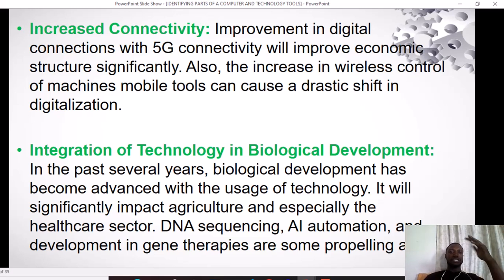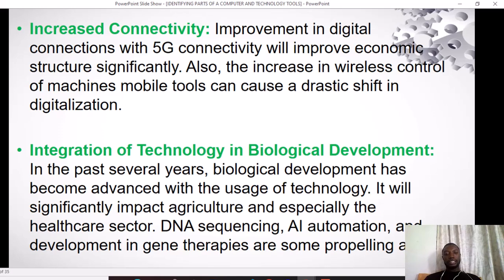Let's look at the integration of technology in biological development, of which we talk about the blood samples, the DNA tests, and those kinds of stuff. In the past several years, biological development has become advanced with the usage of technology. It will significantly impact agriculture and especially healthcare. DNA sequencing, AI automation, and development in gene therapies are some propelling areas.